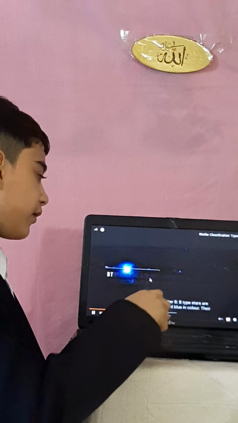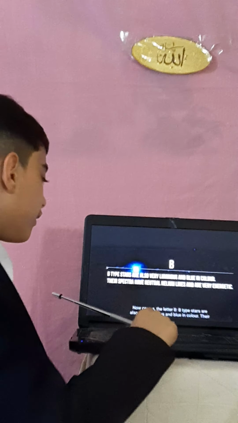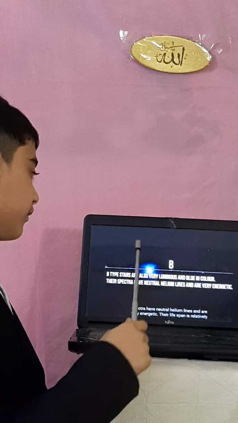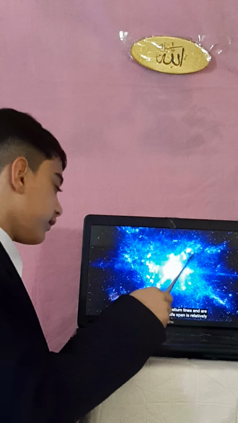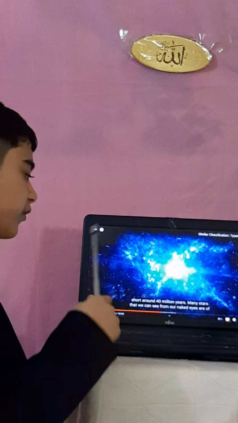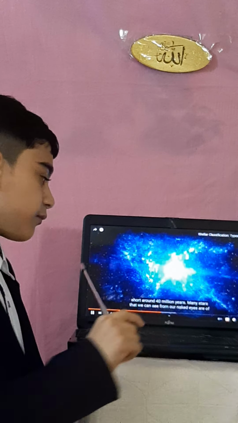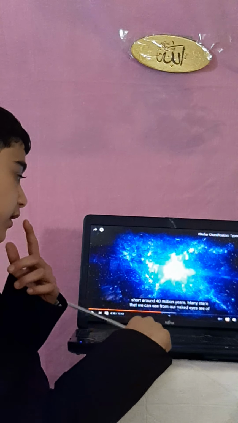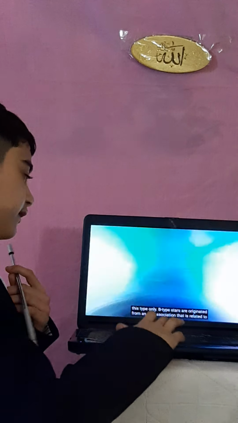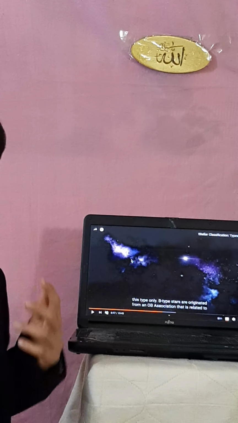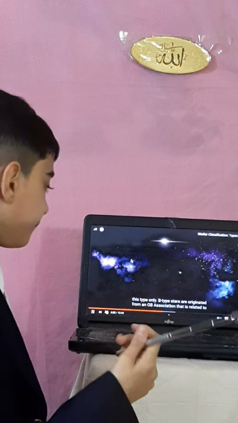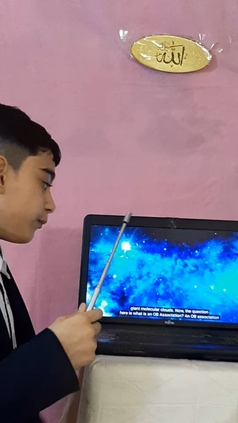And now comes the letter B. B-type stars are also very luminous and blue in color. Their spectra have neutral helium ions and are very energetic, and they have short lives of around 40 million years. Many stars that we can see with our naked eye are this type. B-type stars originate from an OB association that is related to giant molecular clouds.